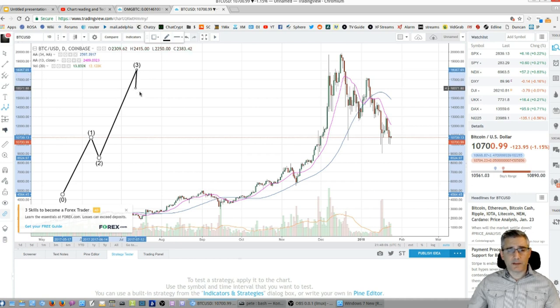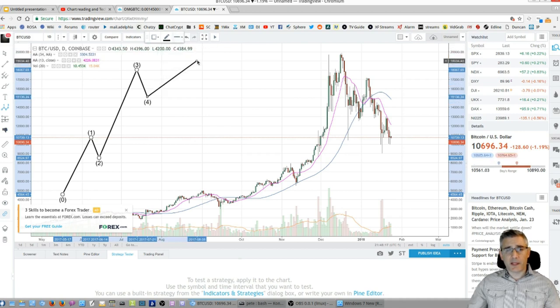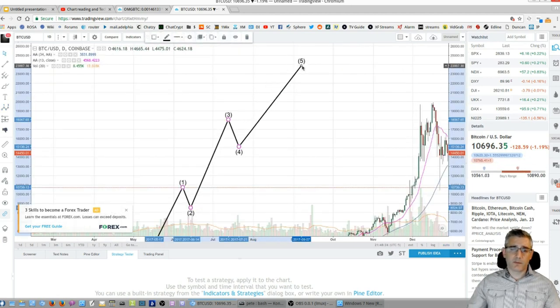And then the fourth leg is going to be similar to 2. And this could be anywhere, as long as it's coming down. And then the fifth leg can be anywhere. Sometimes it's higher than 3, sometimes it's lower. So the fifth leg can be anywhere between 1 and 3, or even longer than 3.